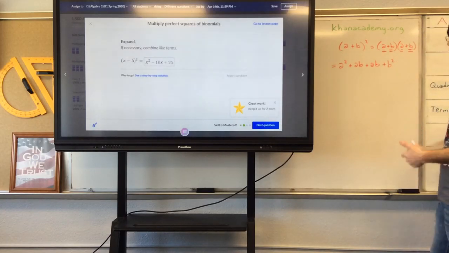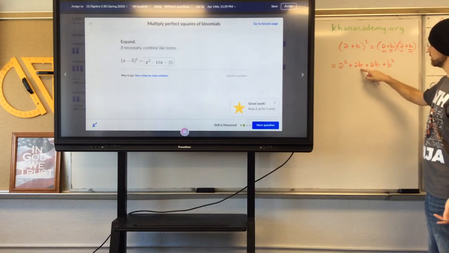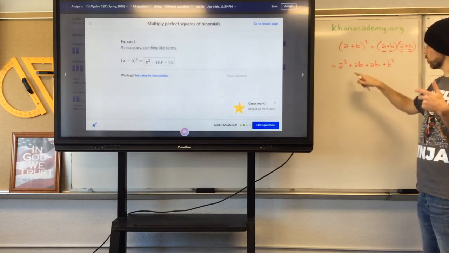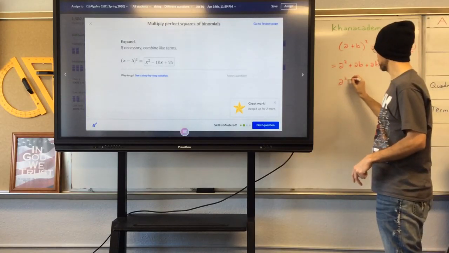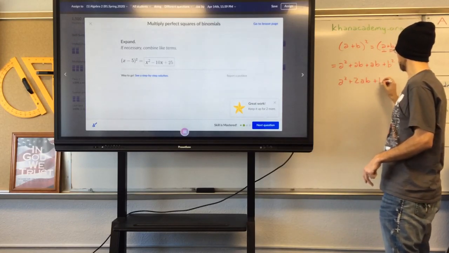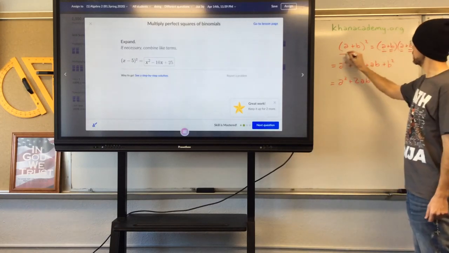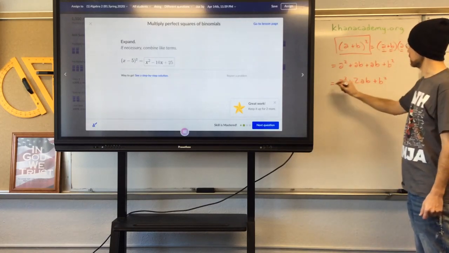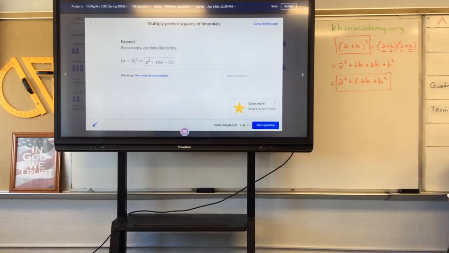Okay, so when we look at this, we can combine like terms. We've got ab plus another ab, that's 1 and another, that's 2. So we can say a squared plus 2ab plus b squared. And that is equal to that. All right?